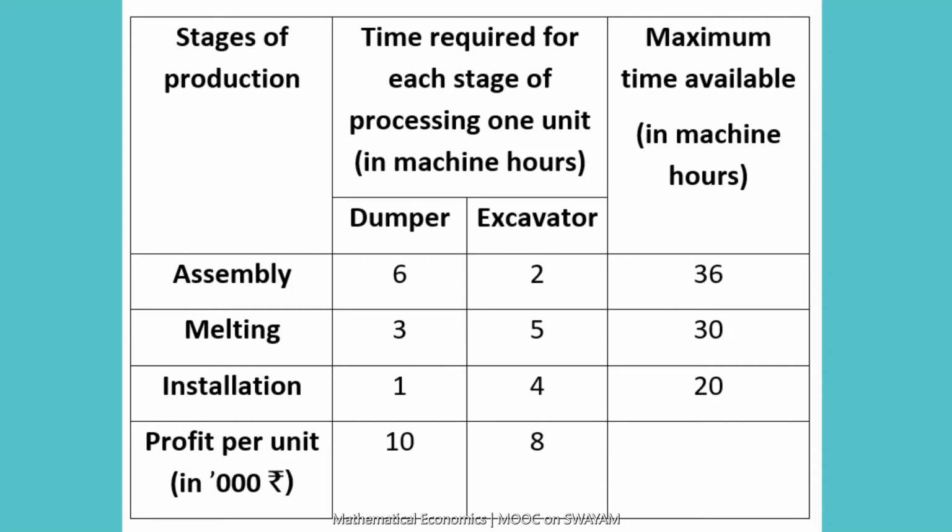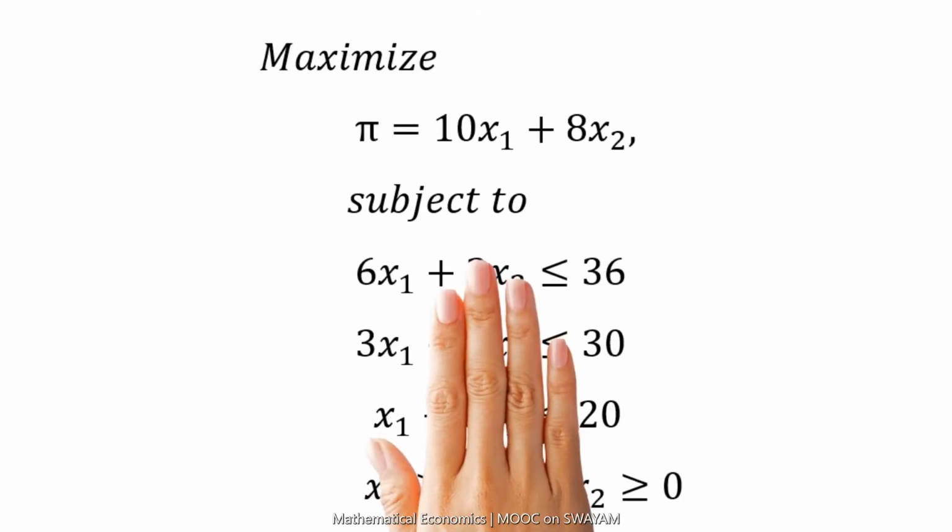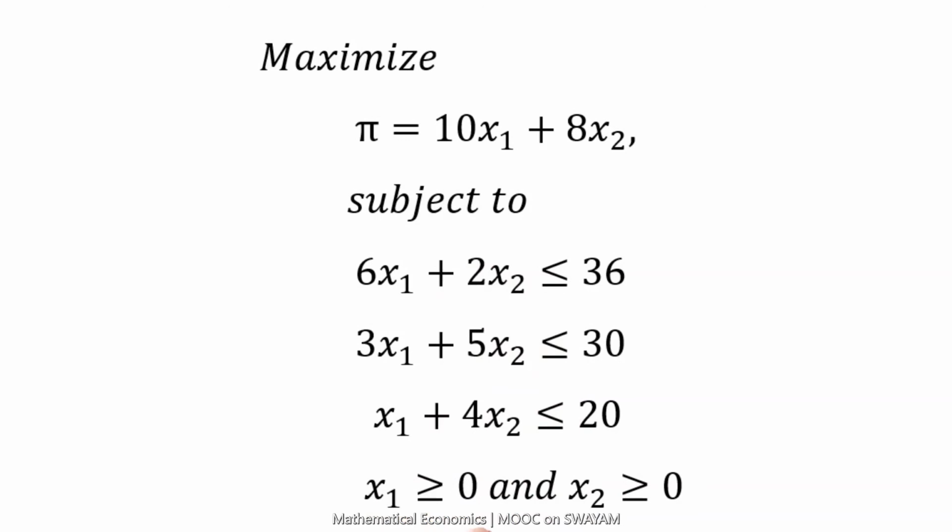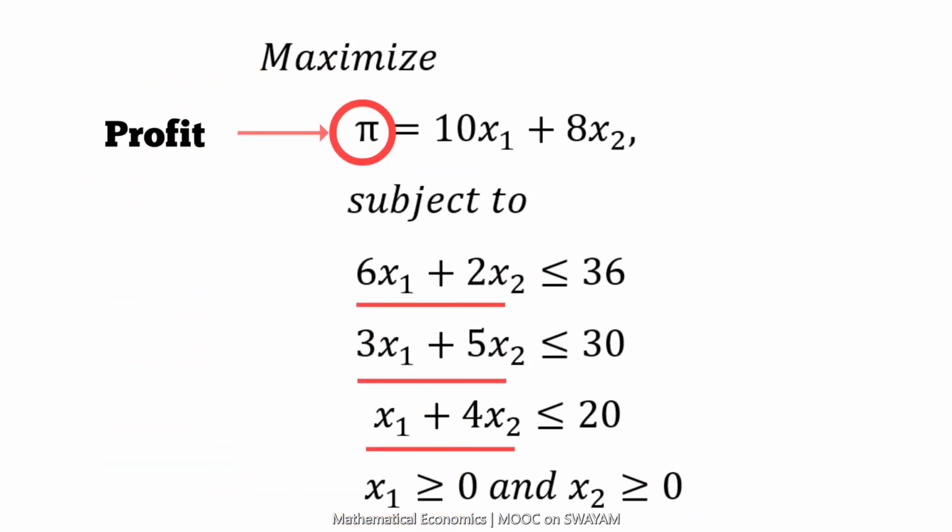Now we can use the technique of linear programming to find the level of output that will maximize the profit. Suppose we represent the output of dumper by x1 and that of excavator by x2. We may construct an LP model of this form. Pi is the profit and we have three constraints with the maximum operating time of machines in the three stages of production. We can use the graphical analysis for solving the problem.